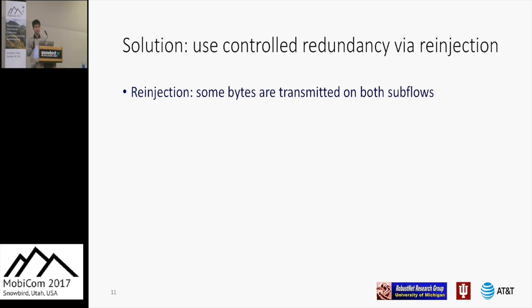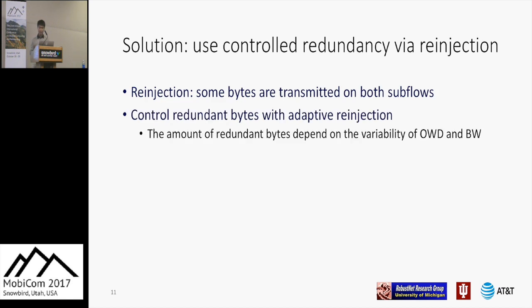A naive approach to reinjection is to reinject any unacknowledged data at the sender side. However, we found this approach can potentially introduce too much redundant data, and sometimes this is not necessary. Recall the previous example: only when the network variability is high or there is inaccuracy in the network prediction is more redundant data necessary to compensate for this inaccurate prediction. So we designed the adaptive reinjection to make the redundant bytes depend on the variability of the one-way delay and bandwidth we use in DEMS.